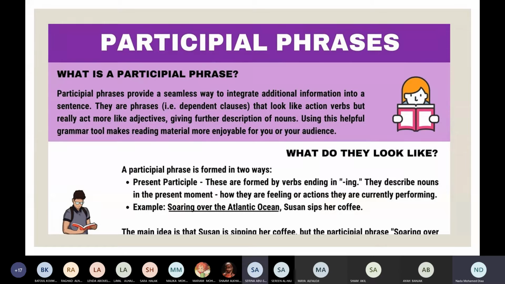Okay, they are phrases. Why is a participial phrase a phrase? Because it doesn't have what? What is a phrase? Noun or verb or a complete thought. Yes, it doesn't have a noun, a subject. It doesn't have a verb. It doesn't have a complete thought. And it is not important information.